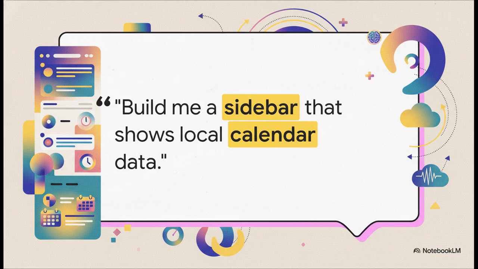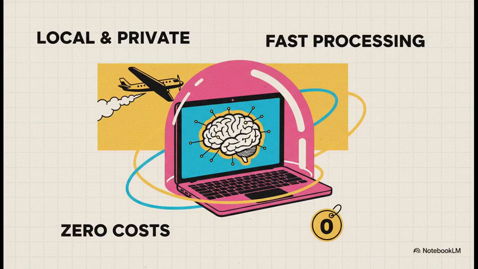Notice, you're not telling it what programming language to use or how to structure the database calls or any of that. You're just stating the goal. You're giving it the vibe. I want a sidebar and I want it to show my calendar. Simple. Now, what's really revolutionary is where all this work is happening.